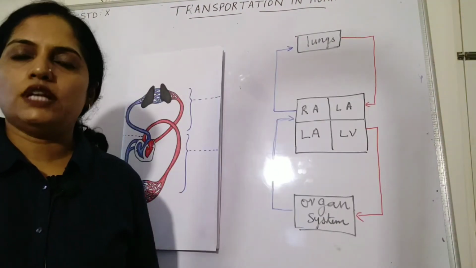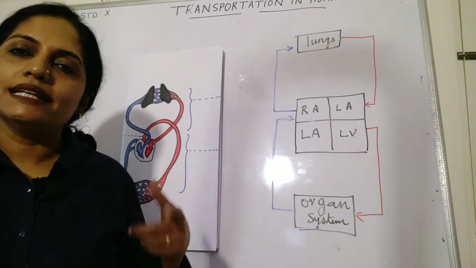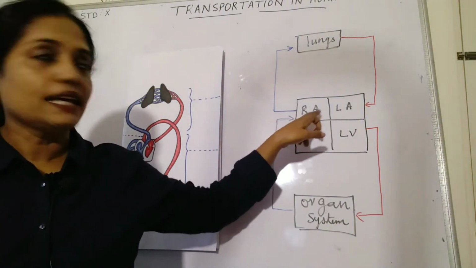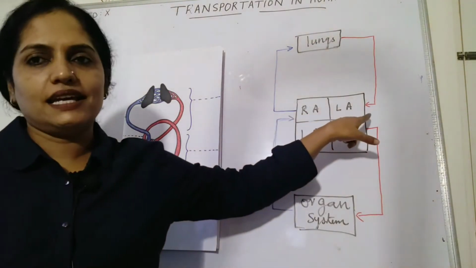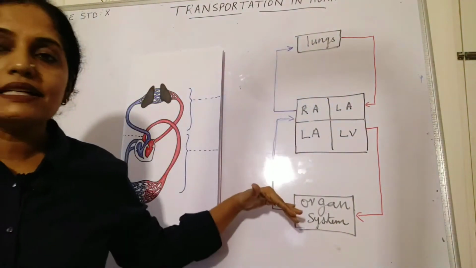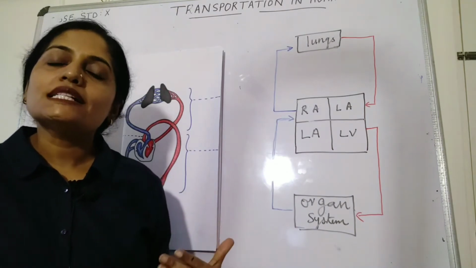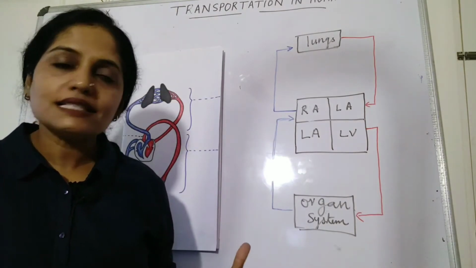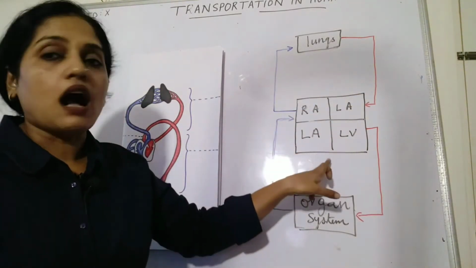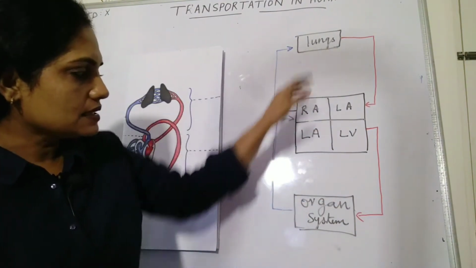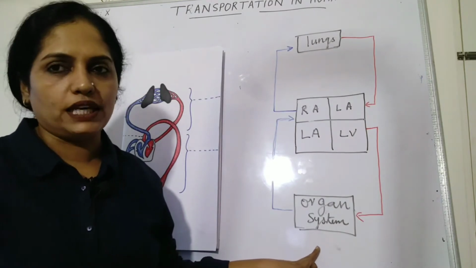Next is double circulation. We have seen that deoxygenated blood is drained into the right atrium and oxygenated blood is drained into the left atrium. This is the schematic representation of double circulation. Why is human circulation called double circulation? Let us have a look. Here, this part represents the heart, then the lungs, and here the organ system or different organs of our body.